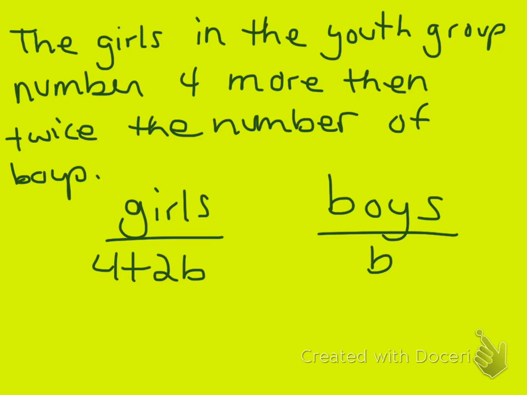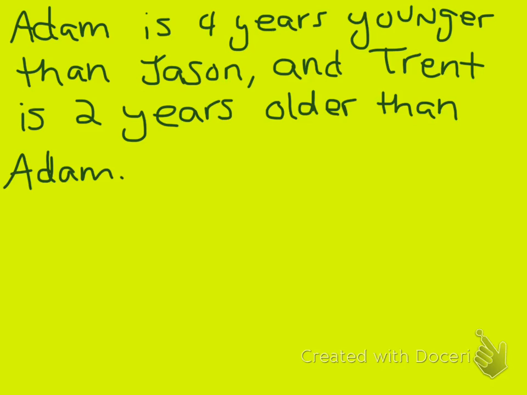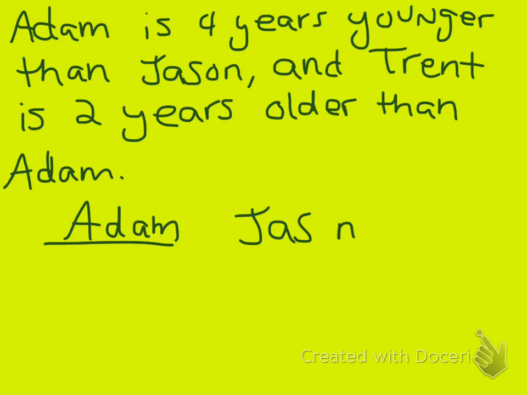Let's do one more. They're getting easier, but I want to keep them that way. So we've got Adam is 4 years younger than Jason, and Trent is 2 years older than Adam. So we have Adam. We're doing J for Jason because it said so, and the "is". And we got Trent. Adam is 4 years younger than Jason, and so that would have told us, with the "is" part there, that we're going to use a J for Jason.